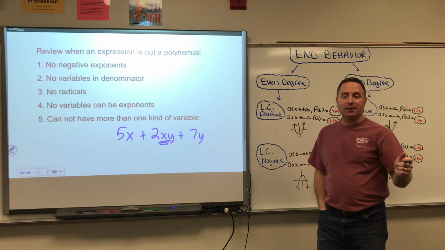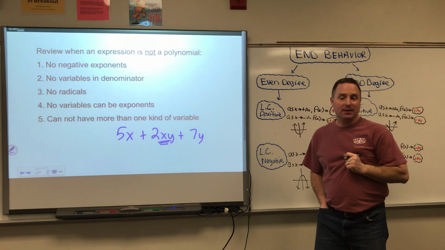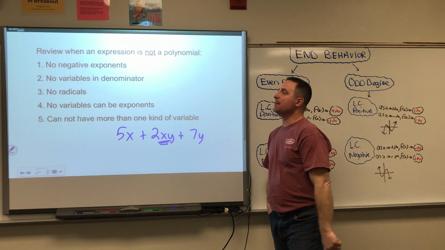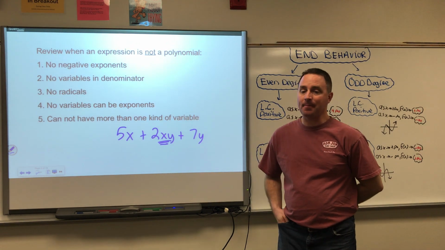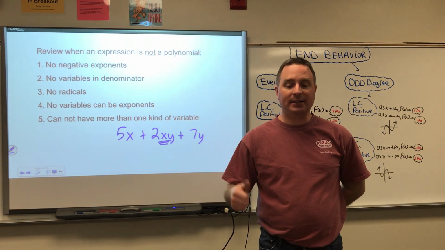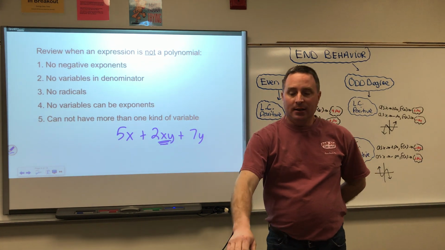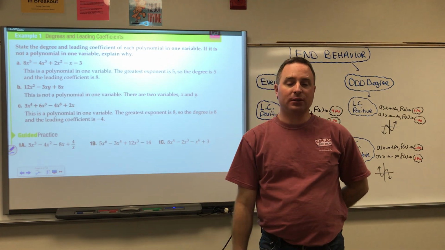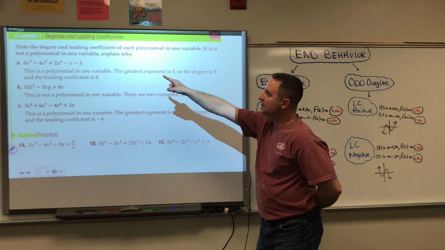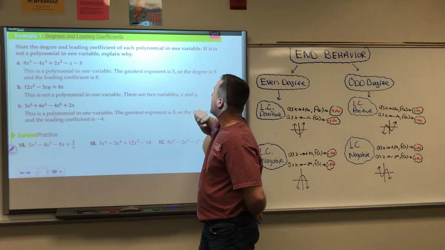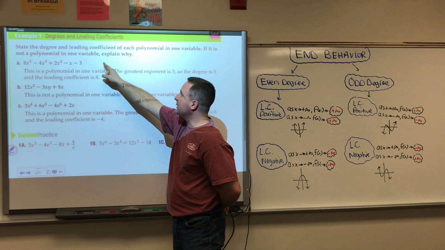Okay? The terms are all x's or the terms are all y's. Okay? It's either one or the other. So that's what I mean by number 5 there. Okay? But again, this list basically describes what polynomials cannot have. Okay? On the next screen here, they're going to have us identify a couple things. State the degree of the leading coefficient of each polynomial. If it is not a polynomial, explain why.